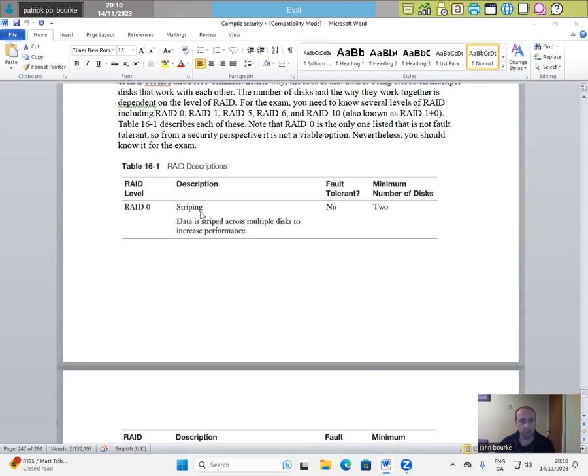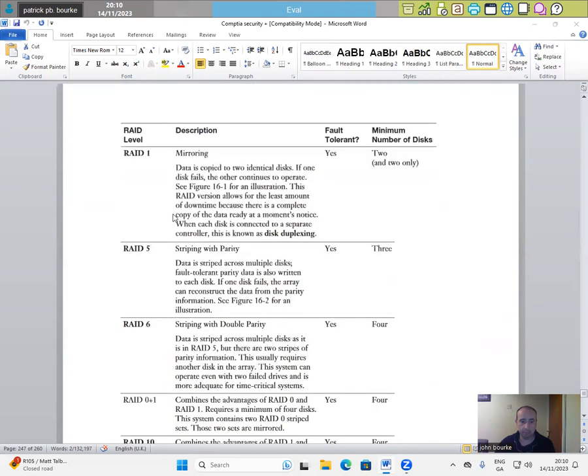RAID 0, striping. Data is striped across multiple disks to increase performance. Fault tolerant: no. Number of disks: 2. RAID 1, mirroring. Data is copied to two identical disks. If one disk fails, the other continues to operate. See figure 16.1 for an illustration. This RAID version allows for the least amount of downtime because there is a complete copy of the data already at a moment's notice. When each disk is connected to a separate controller, this is known as disk duplexing.